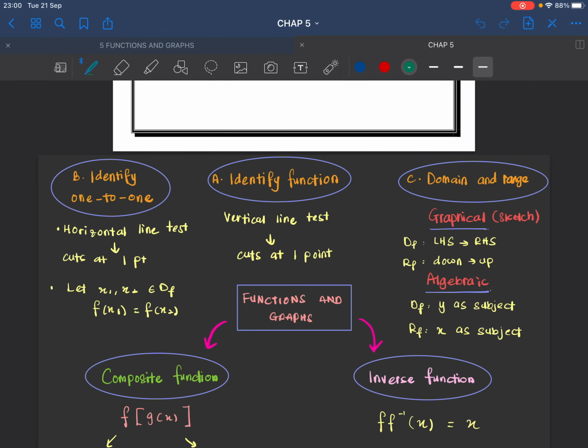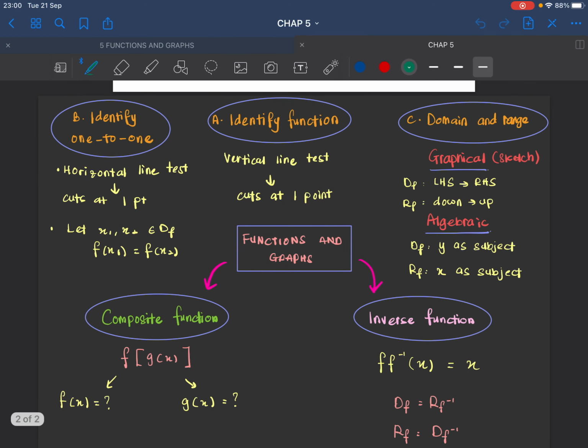So today we are going to continue into the second last subtopic for chapter 5, which is how to find an inverse function. As you can see here, I have put how to find an inverse function by using a formula: f composite with f inverse of x is equal to x. Maksudnya, f composite with f inverse x, you are going to get x. So that is how we find our f inverse.